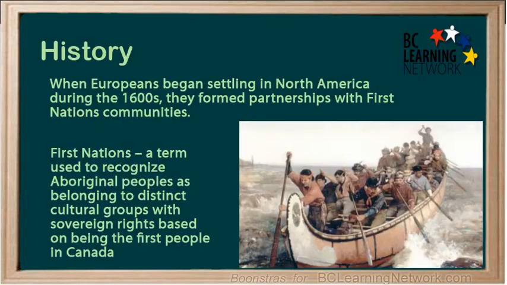Aboriginal rights. When Europeans began settling in North America during the 1600s, they formed partnerships with First Nations communities. The term First Nations is used to recognize Aboriginal peoples as belonging to distinct cultural groups with sovereign rights based on being the first people in Canada.